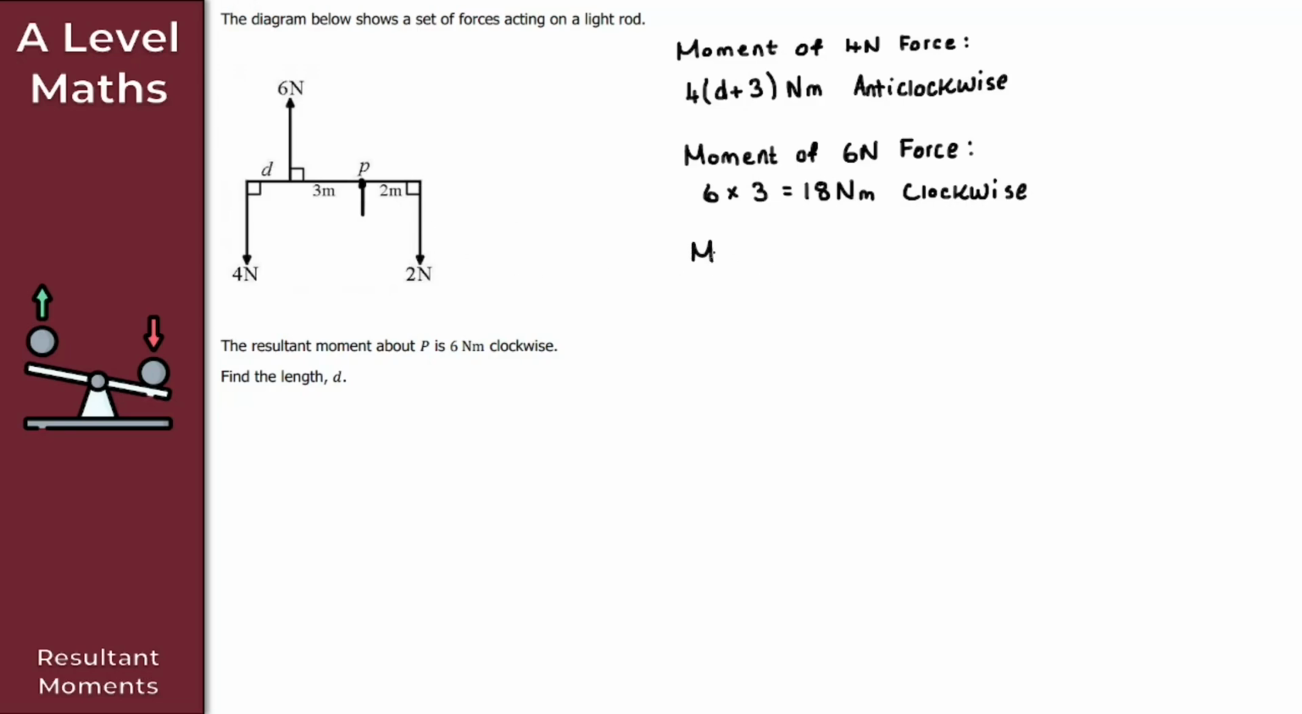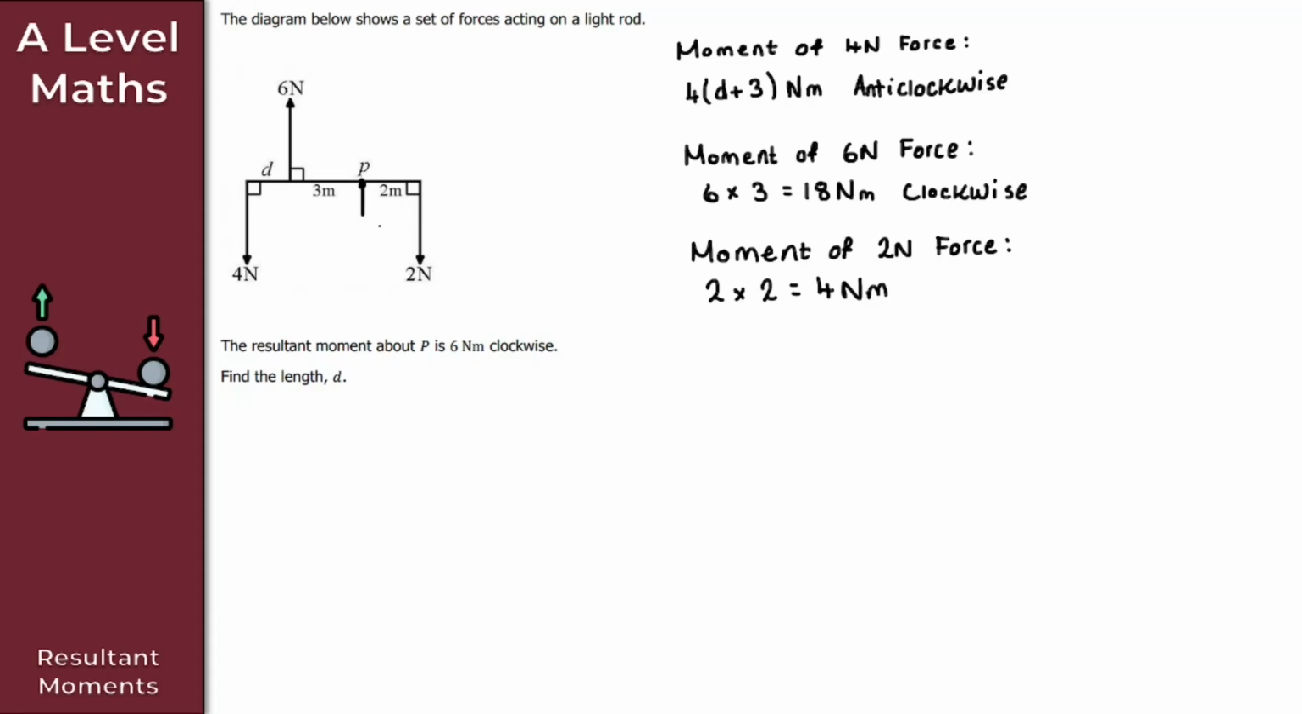So the moment then of the 2 Newton force here. Again, nice and straightforward. So the magnitude of the force is 2. We then times this by the perpendicular distance here of 2 as well. So we do 2 times 2, or 2 squared, giving us 4 there. I get 4 Newton meters.